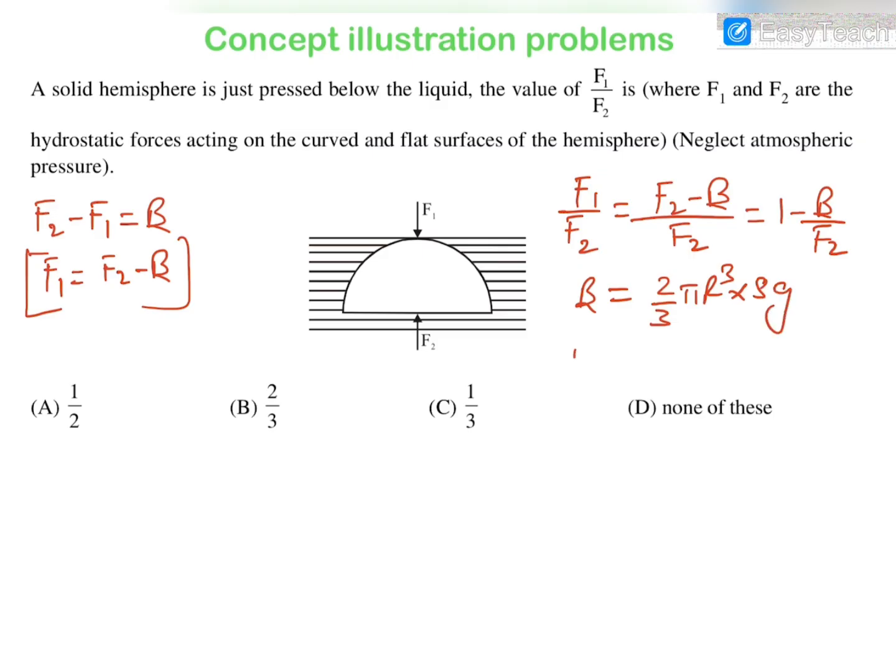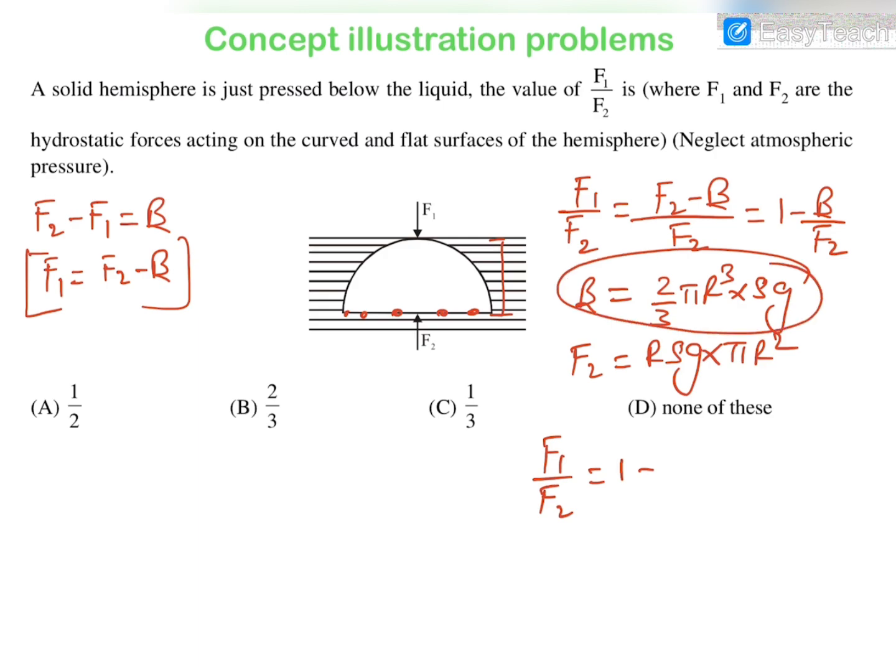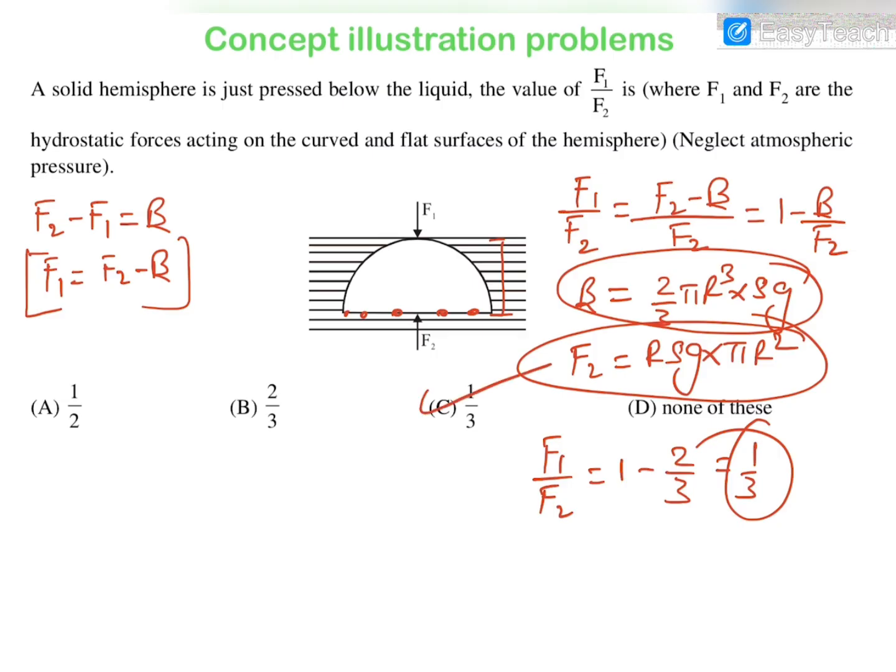And the value of F2 will be the pressure at this point. So pressure at these points will be r rho g, multiplied by the area of the base, which is pi r square. So the value of F1 upon F2 will be equal to 1 minus buoyancy upon F2. Now buoyancy upon F2 is 2 by 3, so it would be 1 by 3. So the correct answer will be C. Now we move on to the next question.